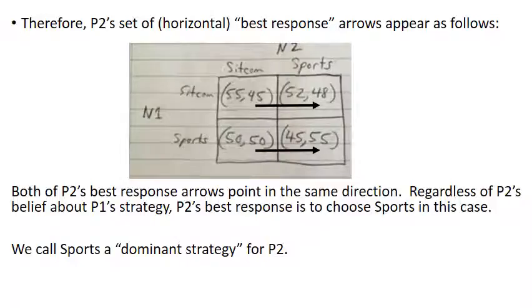So player 2's set of horizontal best response arrows appear as follows. Both of player 2's best response arrows point in the same direction to the right, or towards sports. Regardless of player 2's belief about player 1's strategy, player 2's best response is to always choose sports. In this case, we call sports a dominant strategy for player 2.